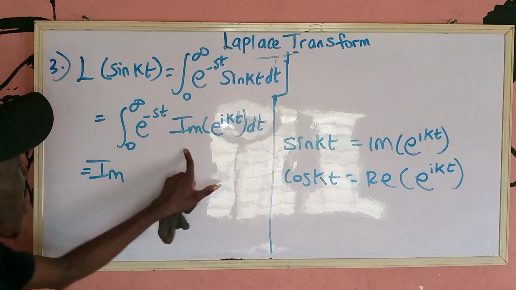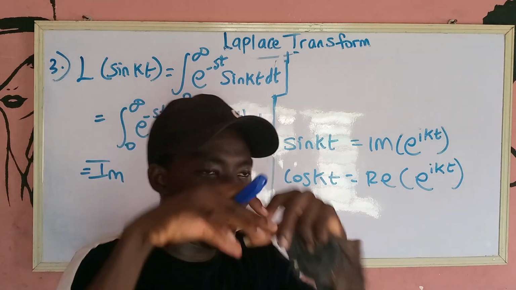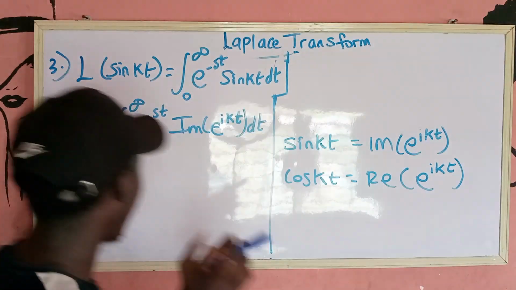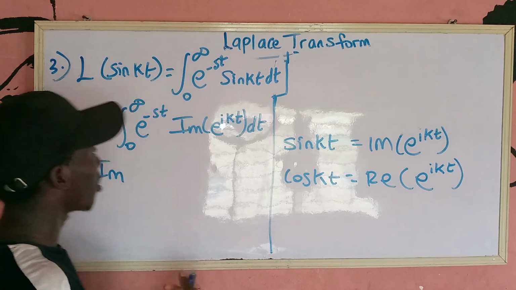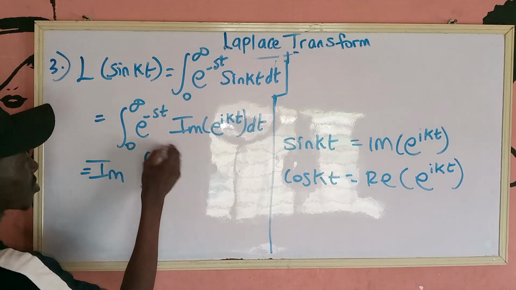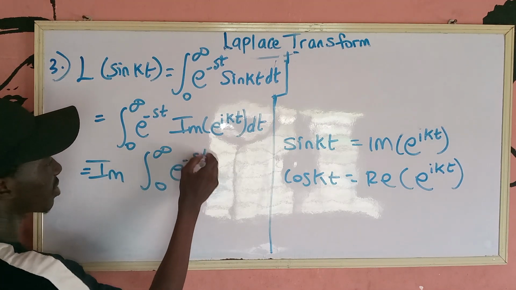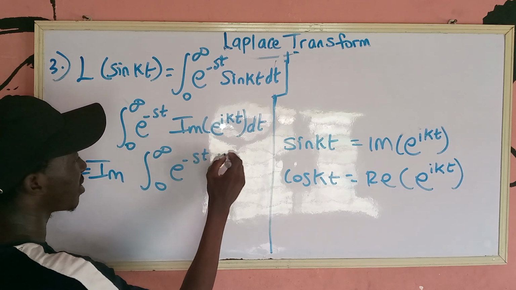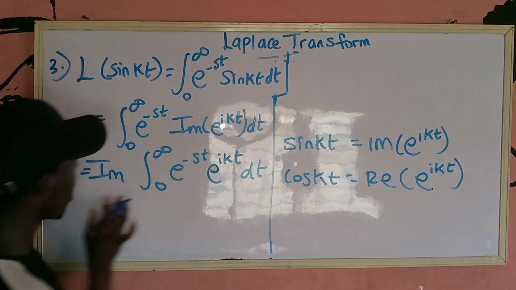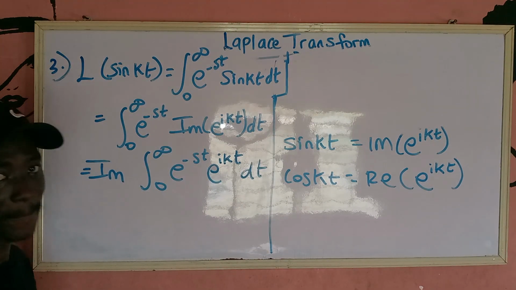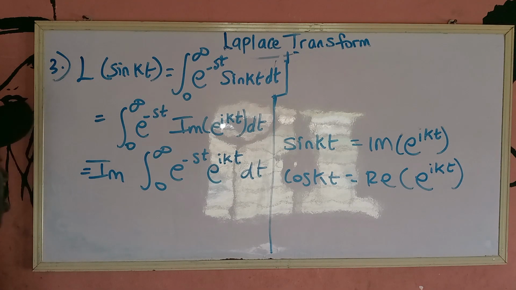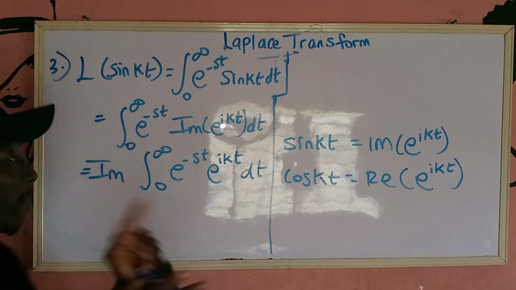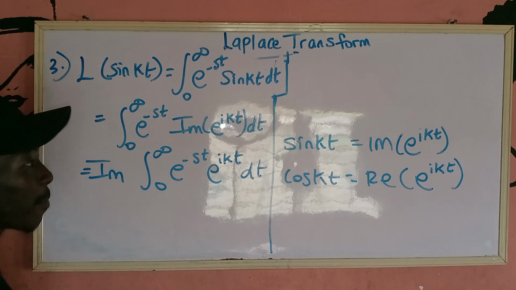Now this Im is called the imaginary part. I can think of it as an operator, so I can bring it out of this integral. So the integral looks exactly like this: e raised to power minus st and then e raised to power ikt dt. The Im here is what I brought out, so I'm only concerned with what is here. I will not take the imaginary part of everything here. That makes more sense.